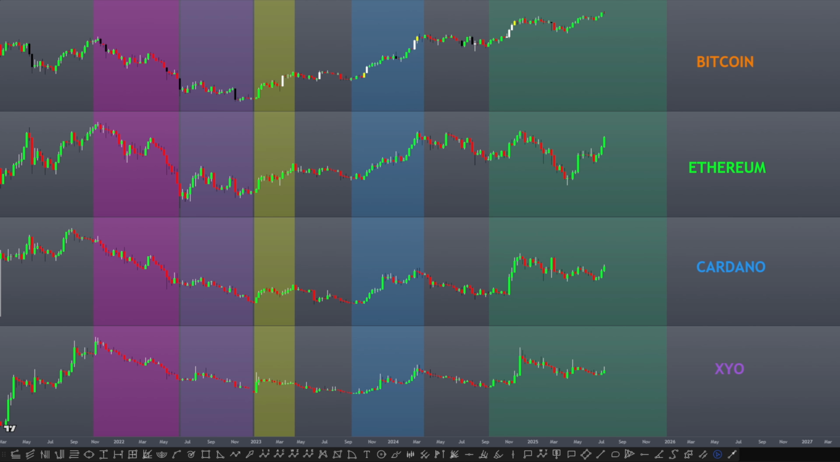Then we transition into purple. That's going to be the accumulation zones where the bear market is starting to fizzle out a bit. Obviously, we can see here for Cardano and XYO, they continue to go lower, while Ethereum was going higher and Bitcoin was going lower as well, but I would not necessarily say as drastically lower compared to XYO or Cardano. But generally here we see again the brunt of the bear market, accumulation zones, and then we see the first move here in yellow, second move here in blue, and then here the third and final move here in green.